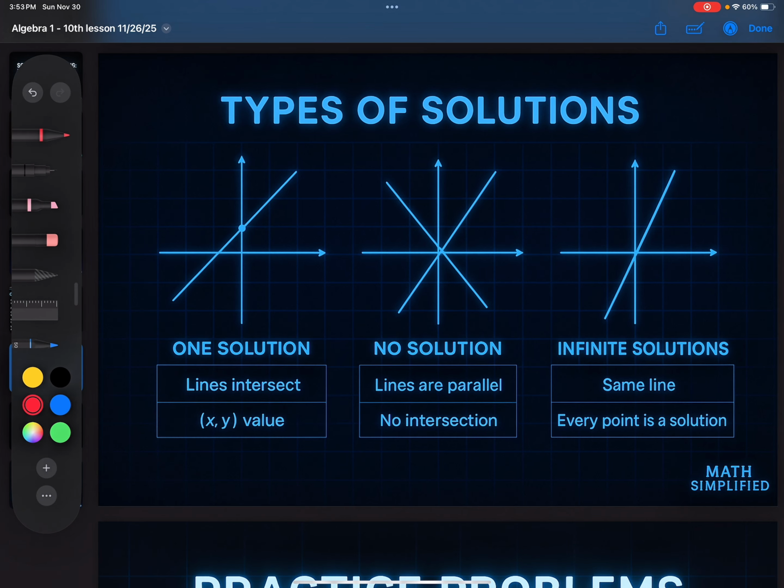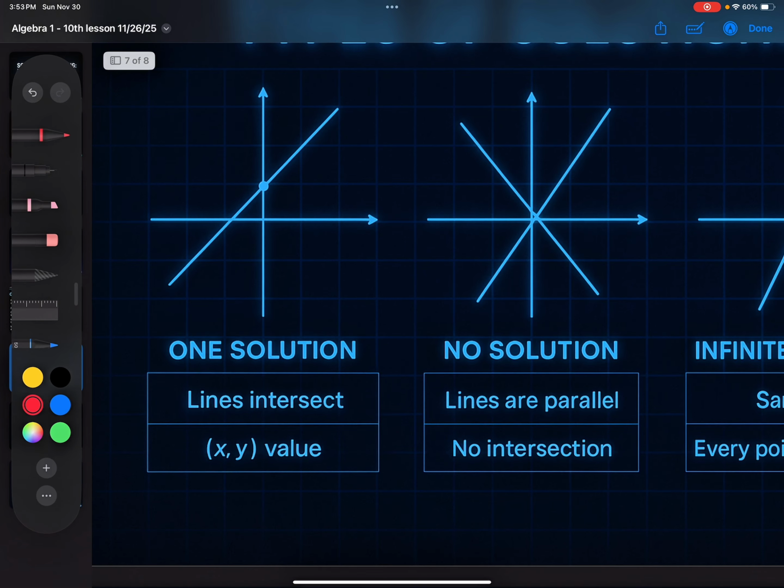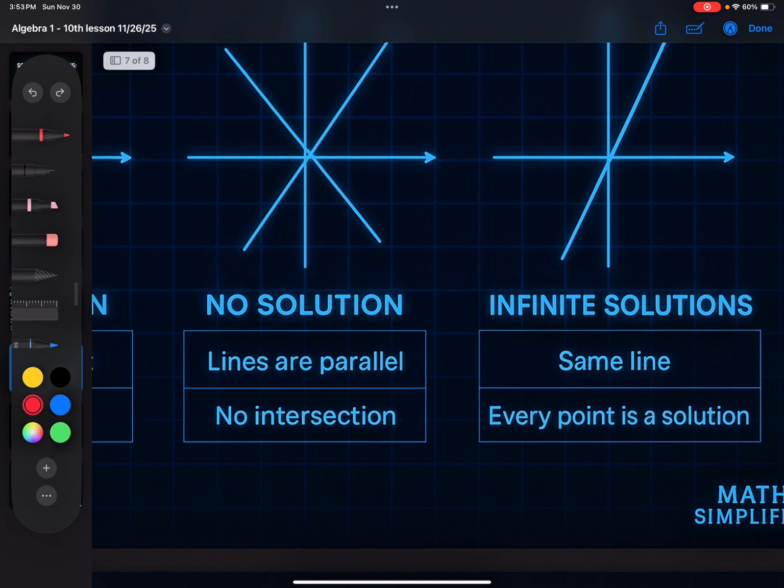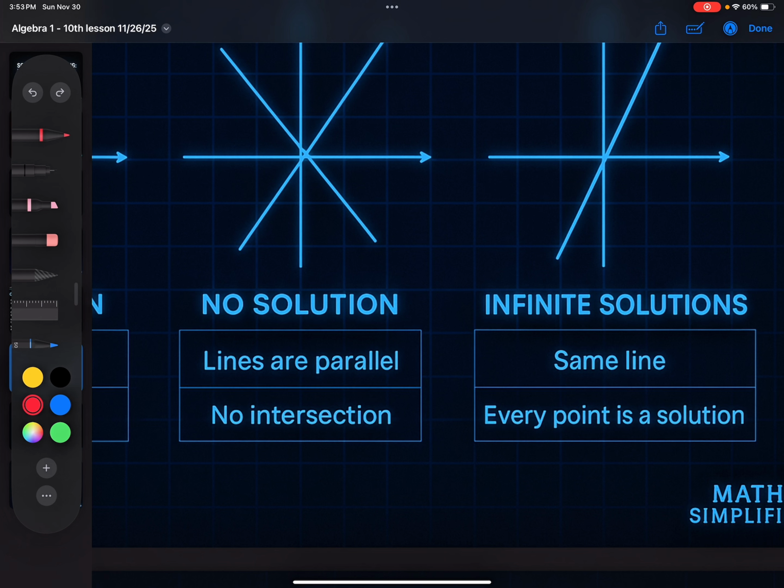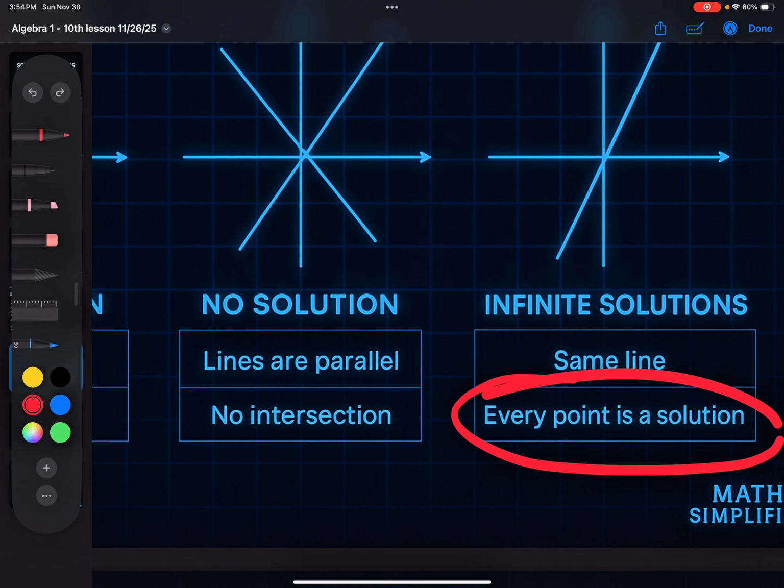So when there's one solution, there's an ordered pair value, which is x comma y. That would be their solution. When there's no intersection, there's no solution, so it will just be no intersection. And when it says infinite solutions, then every single point is a solution, okay?